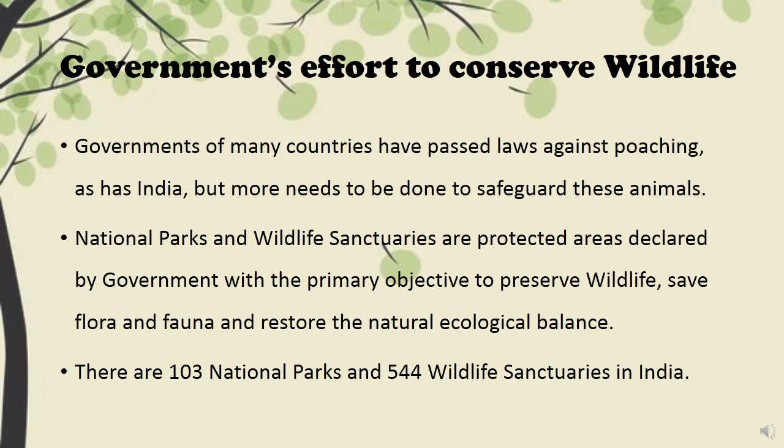Students, we talked about some of the endangered species of India. Now let us talk about the government's efforts to conserve wildlife. Governments of many countries have passed laws against poaching, as has India, but more needs to be done to safeguard these animals. National parks and wildlife sanctuaries are protected areas declared by the government with the primary objective to preserve wildlife, save flora and fauna, and restore the natural ecological balance.